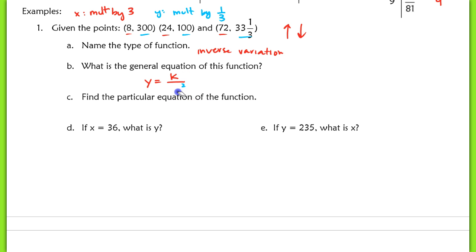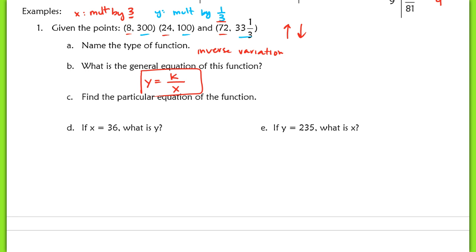And what you're going to have to do is go back to your original values here, where you're multiplying. You see that you're multiplying x by 3, and that changes the y value by a factor of 1/3. So the y value is affected by 1 over x. So in this case here, y equals k over x is going to be the general equation for this function. Now, as we continue to do more problems, I hope this is going to make more sense to you, but just trust me right now that this is the general equation.